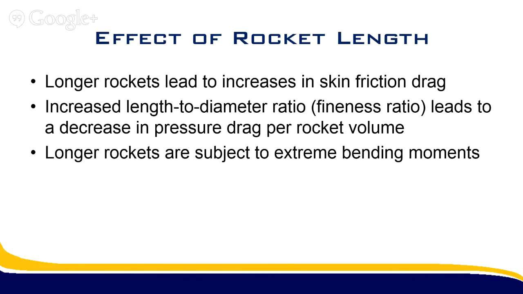So, what effect does the length of the rocket have on aerodynamics? Well, longer rockets have more surface area, so you tend to have an increase in skin friction drag. But when you increase that fineness ratio, the ratio of the length of the rocket to the diameter, you actually have a decrease in pressure drag per unit volume. This is not to say that there's either merits or demerits to having a long rocket, but just some interesting stats on that.